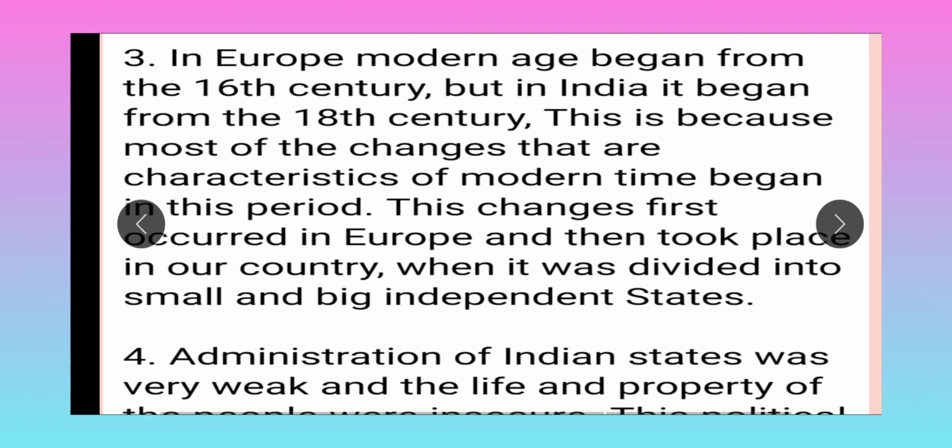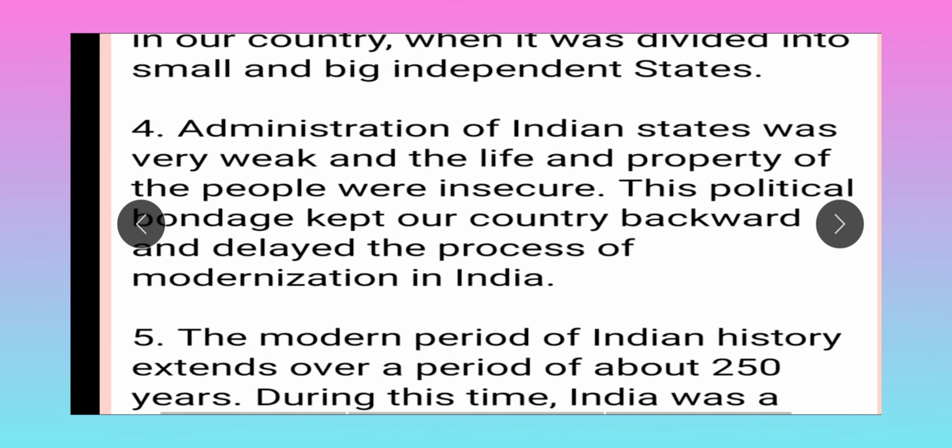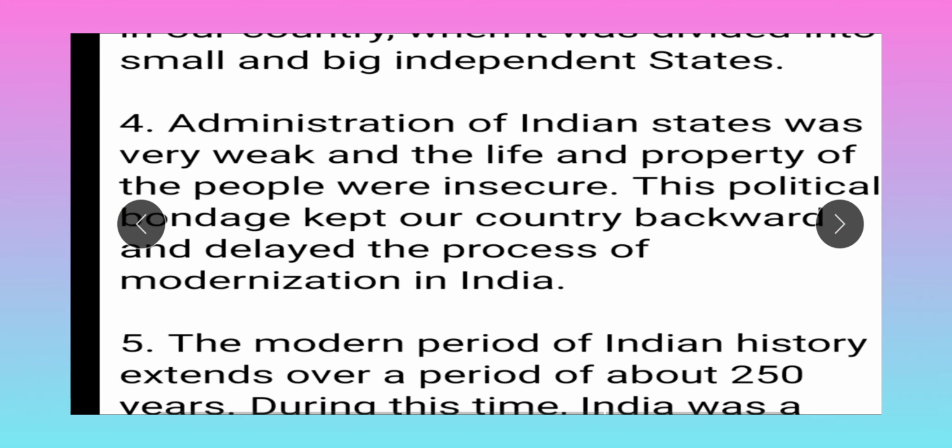So what is the meaning of modern time? Many inventions started to be done. People started making inventions early in Europe, and in India it came later on. That's why in Europe the modern age began from the 16th century, but in India it began from the 18th century. Now fourth point: administration of Indian states was very weak and the life and property of the people were insecure. This political bondage kept our country backward and delayed the process of modernization in India.